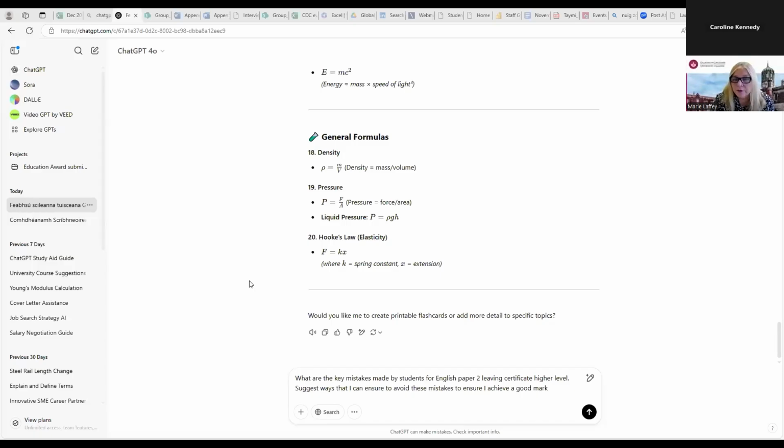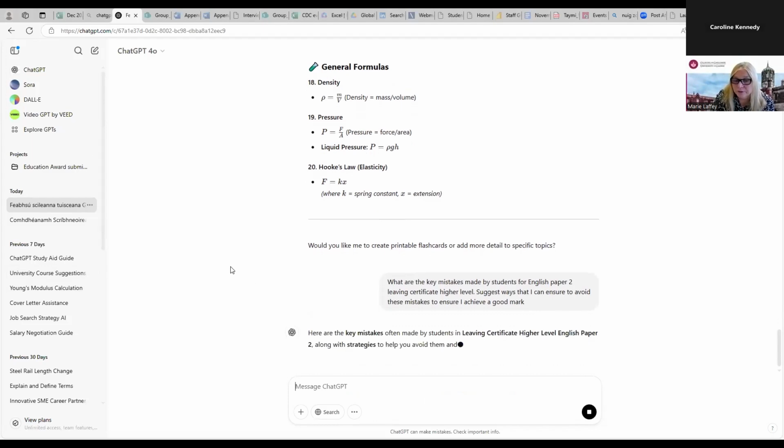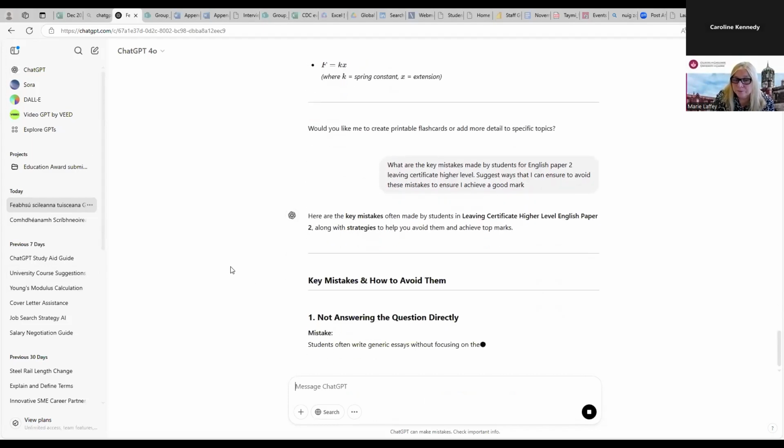So just loading there. Okay, so what are the key mistakes made by students for English Paper 2, Leaving Cert at higher level? Suggest ways I can ensure to avoid these mistakes to ensure I achieve a good mark. So it's thinking away.